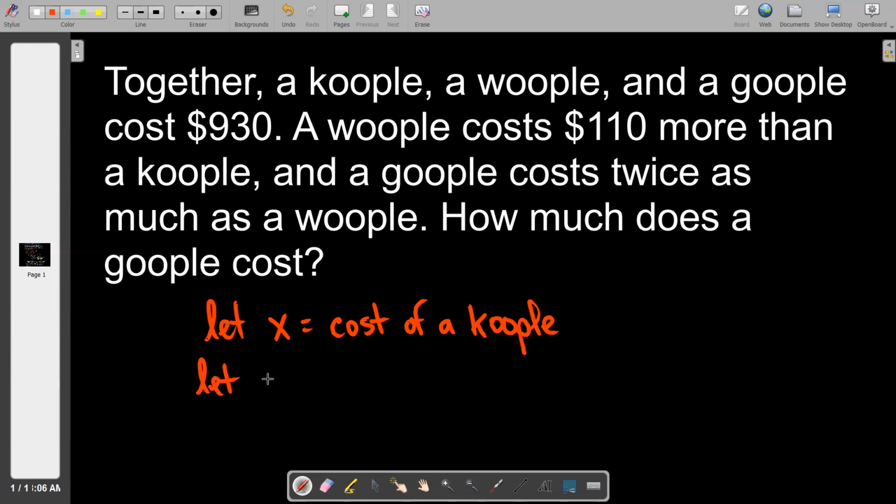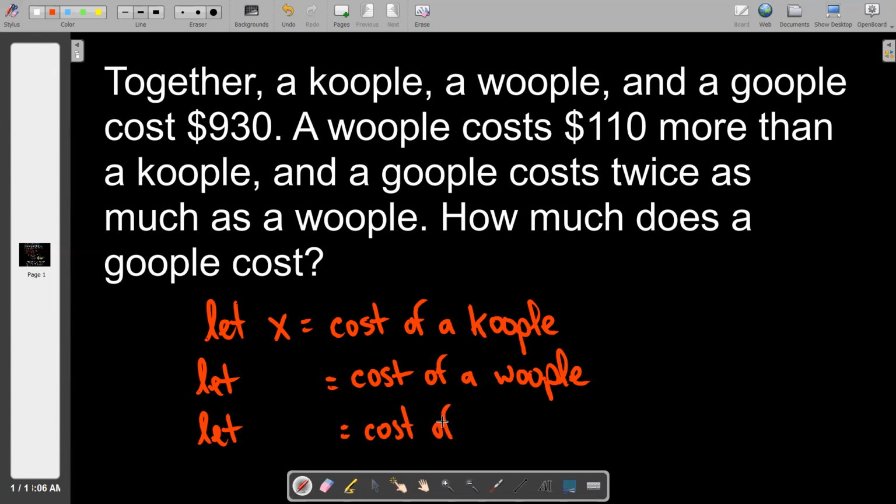And now I'm going to complete my declarations, only I'm going to leave a blank. The next one that I want to define or declare is the cost of a Whoople. And then the last one is going to be let blank equal the cost of a Goople. So the order that we do these in is going to be what's important here. If you try to define a Goople right now, you're going to be in a world of hurt. So we have to start with what we know.